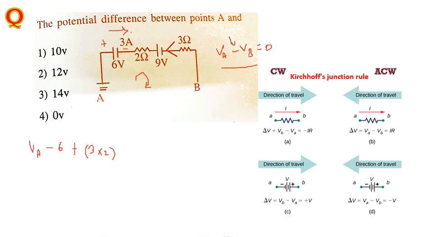Next one, coming to the battery. Battery in this case is positive to negative, but you just observe in the second diagram, this is negative to positive, and here it is positive to negative. So you have to mention this one as negative potential. I just mentioned here the battery is -9.